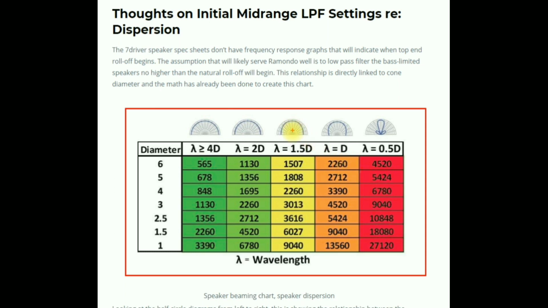So we have to do a compromise here, which means we move that low pass filter for the 6.5s up to a higher frequency. The compromise is a little bit more narrowing to the dispersion. And so that's what I was thinking when I came up with that 3000 hertz crossing point.